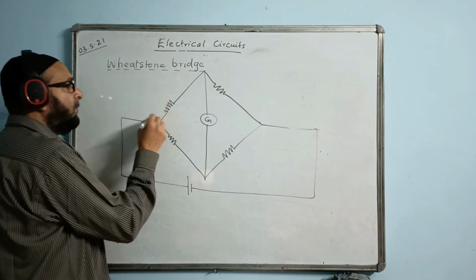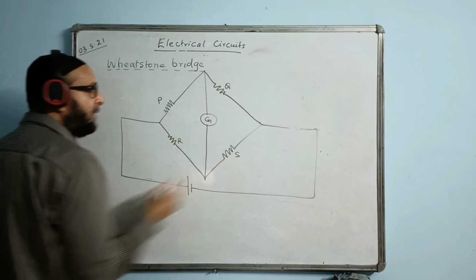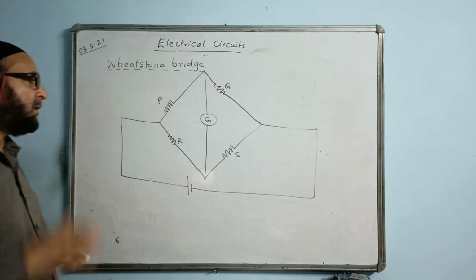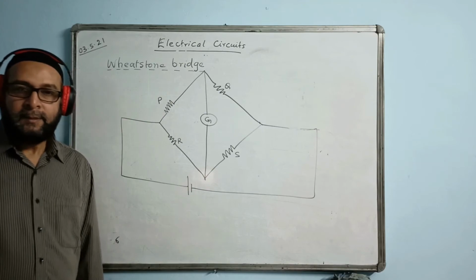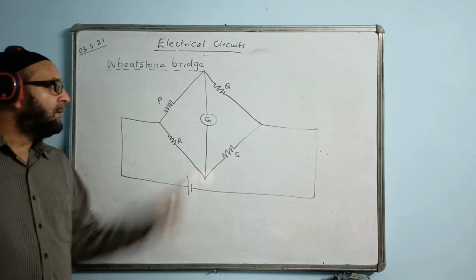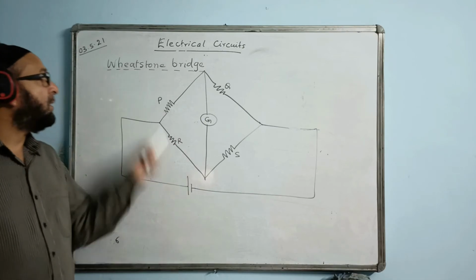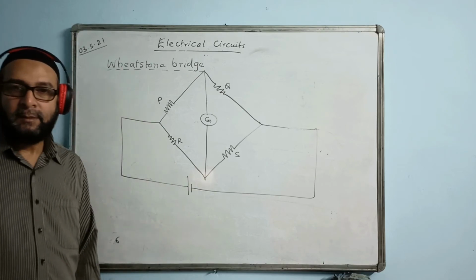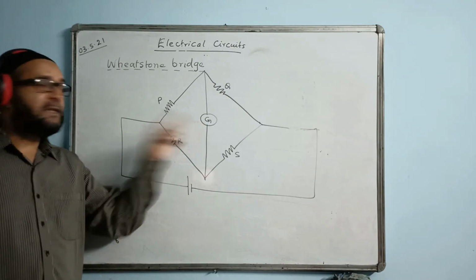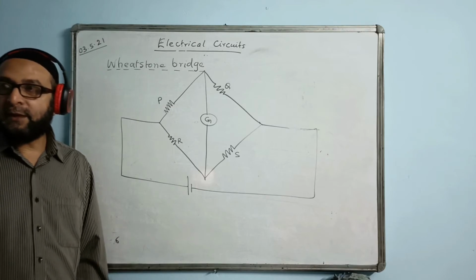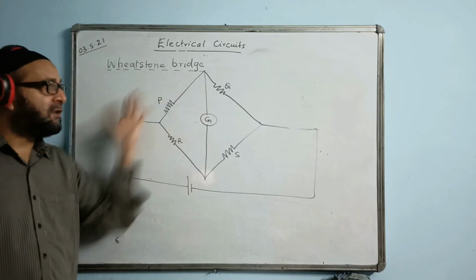Here I write P, here I write Q, here I write R, here I write S. P, Q, R, S are the values of resistances. G means galvanometer is there. Such a circuit is called Wheatstone Bridge. In this circuit, when the galvanometer gives null deflection, zero deflection, then the bridge is said to be balanced.